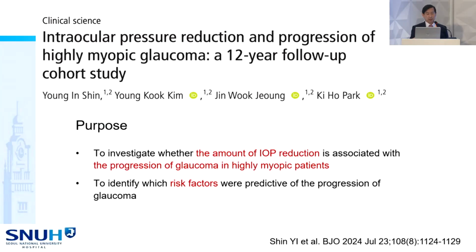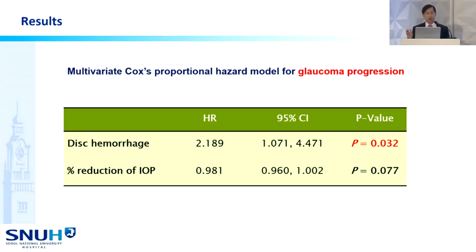The last one is that we investigated whether intraocular pressure reduction is related to slowing the progression of highly myopic glaucoma. It's a 12-year follow-up study. We also wanted to identify which risk factors are predictive of glaucoma progression. The result is that disc hemorrhage was the significant risk factor for glaucoma progression in highly myopic eyes, and percent reduction of IOP showed borderline significance.